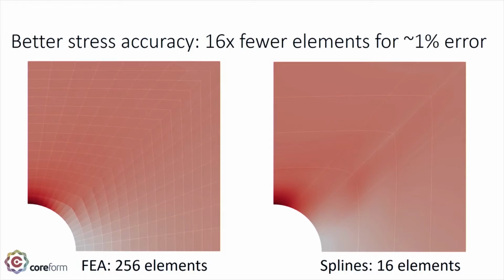What we're able to show with splines is that we can accurately solve this benchmark within an acceptable error with only 16 elements. This is with quadratic splines, so we can accurately represent that circle. In comparison, FEA took 16 times that many elements to achieve that same level of accuracy.